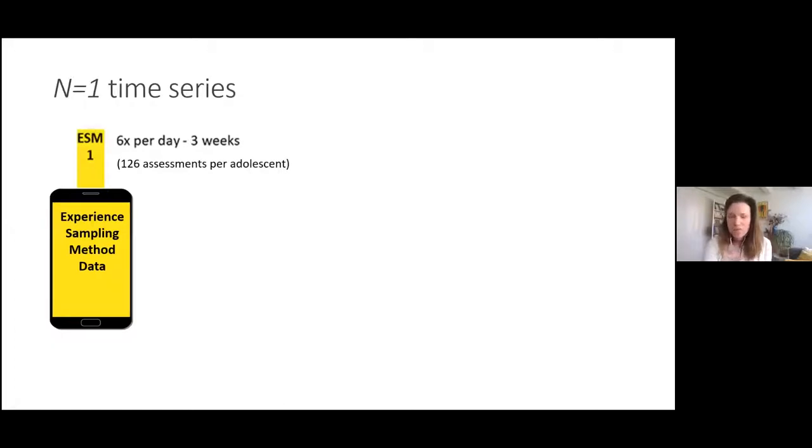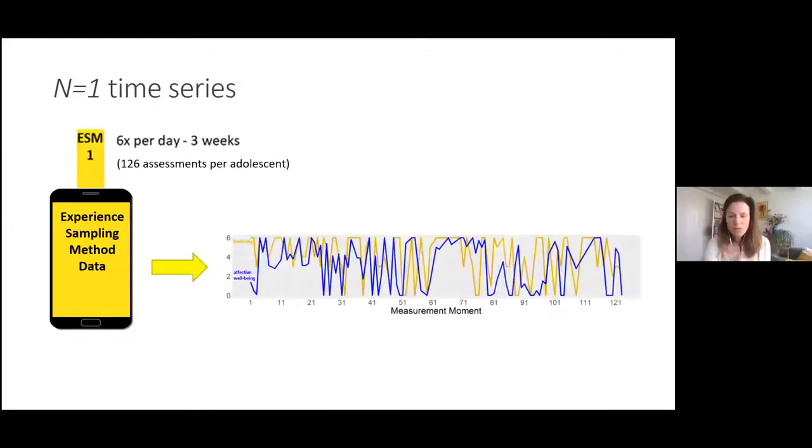In our specific case, we did 126 assessments because we asked adolescents 6 times per day for 3 weeks long, how they were feeling, what types of social media use they were using. And that results into graphs like these, where you can see the co-fluctuations of social media use, in this case in yellow, and affective well-being in blue. So 126 measurement times across time for one individual. And we did this eventually for 388 adolescents.